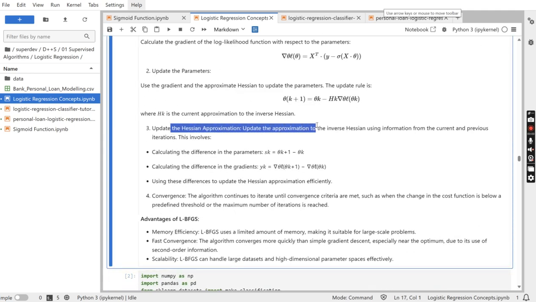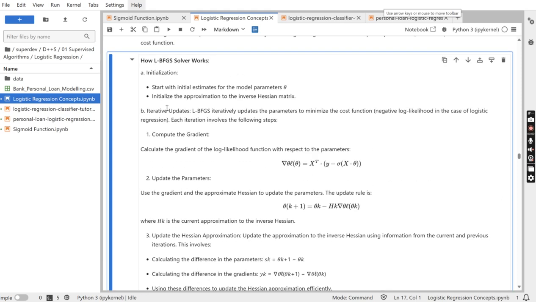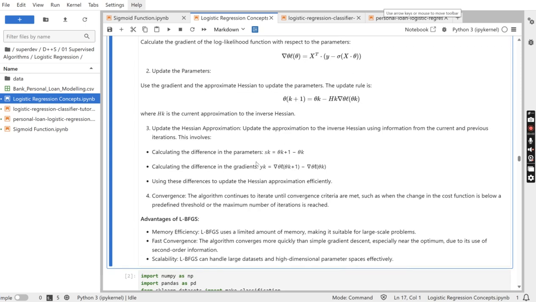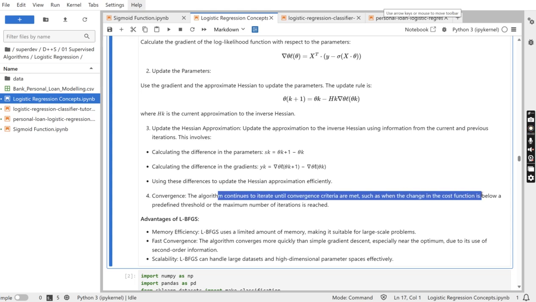Next is the Hessian matrix. After you took the next step, you're going to repeat the same step multiple times. That's why it says iteratively. Multiple times you will repeat the step until the convergence happens. Convergence means you arrive at the minima value. Until that point you will keep on changing, minimizing this cost function.